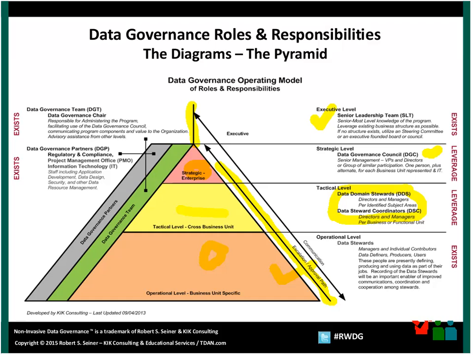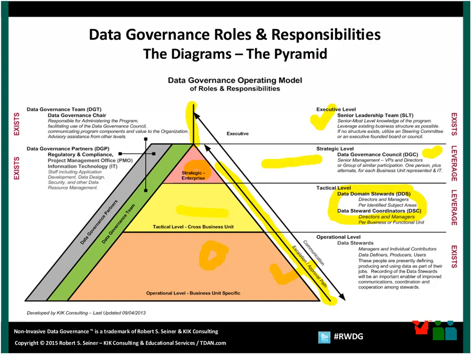Ultimately, the ultimate decision maker is at the strategic level. So we want to make certain that we can escalate issues from the operational level to the tactical level and then to the strategic level, but very rarely, if ever, do we then escalate issues up to the executive level of the organization.